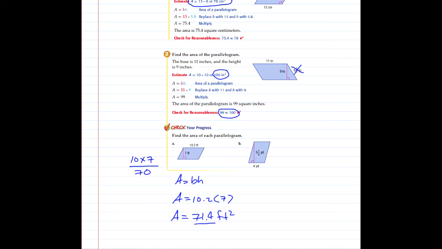And B, I'm going to do 5 times 4 for my estimate. Gives me an estimate of 20. It's actually square yards. My formula, again, area equals base times height. My base in this case is 4. My height is 5 1/4, and what I'm going to do here is change 5 1/4 to a decimal. When I multiply the two together, I get 21 square yards. Again, a reasonable answer based on my estimate of 20.